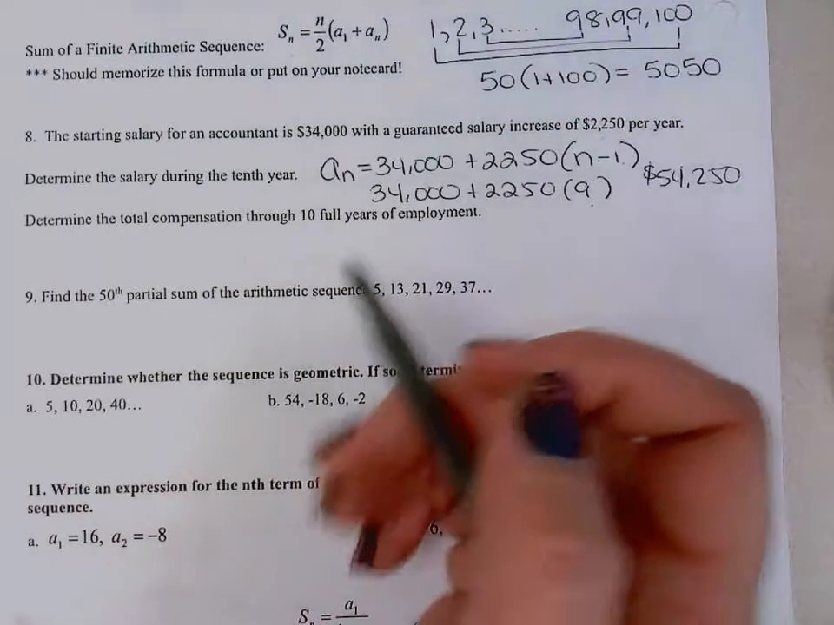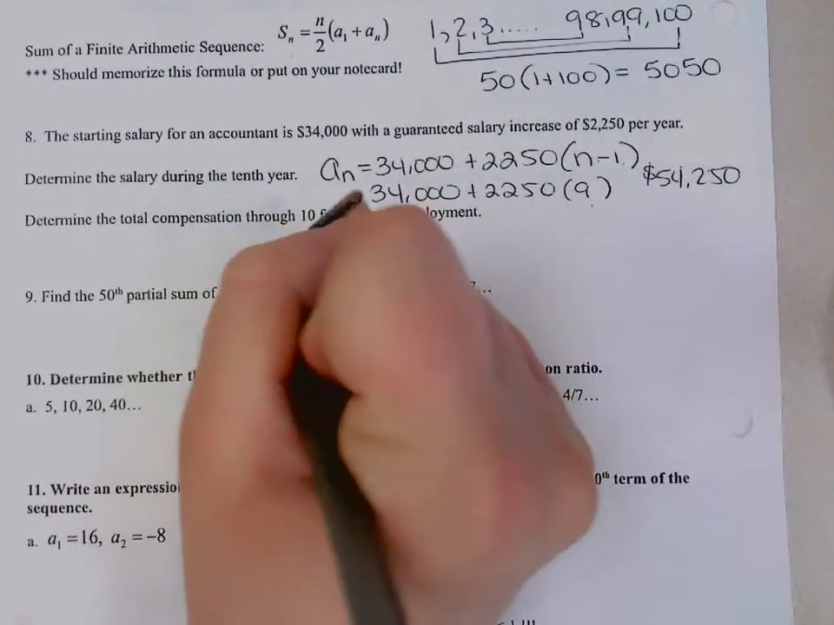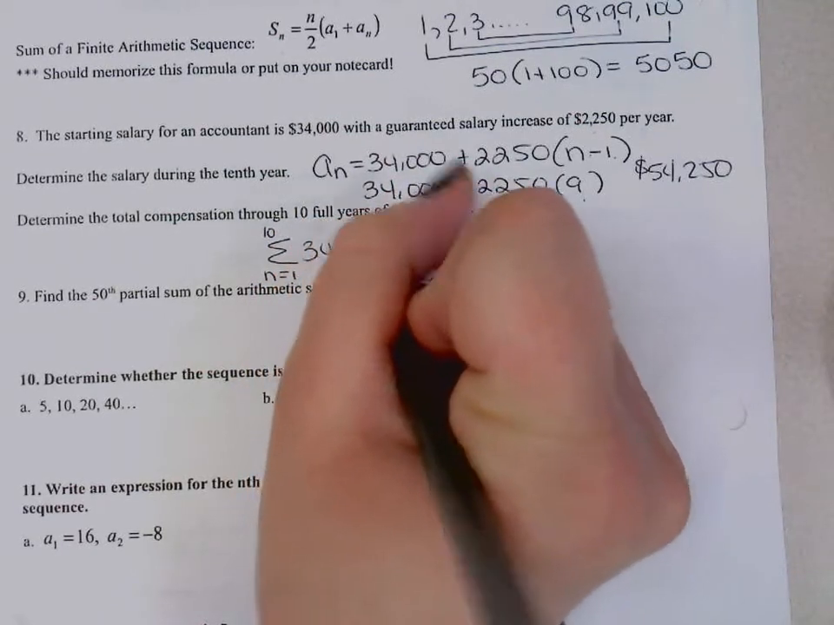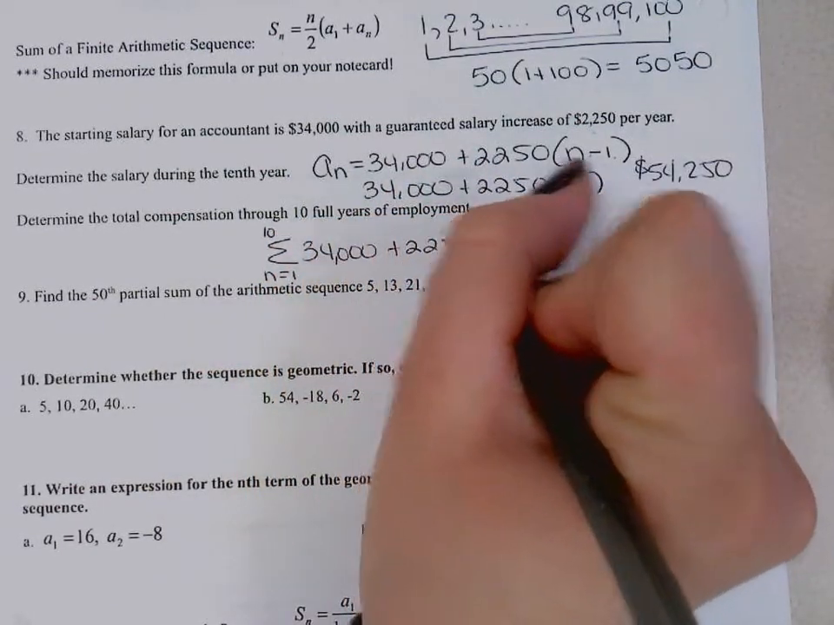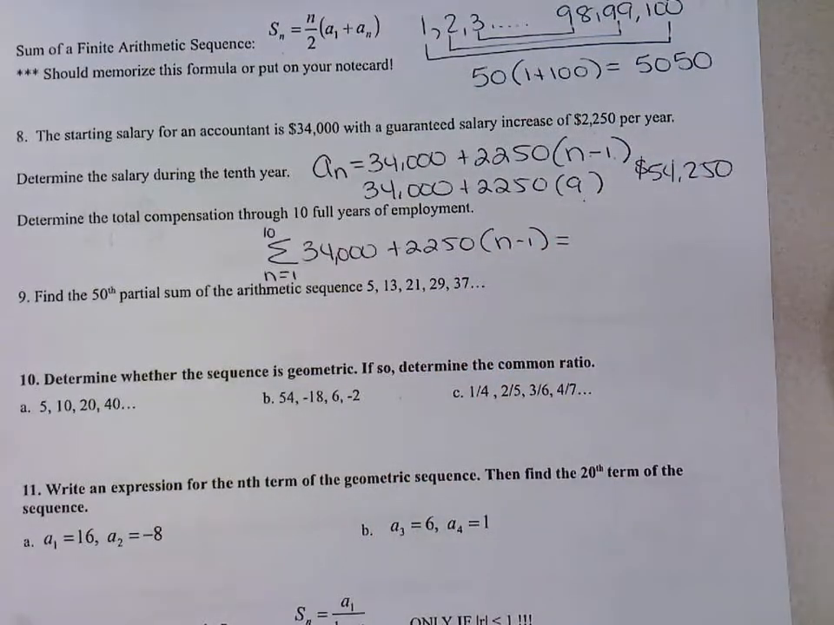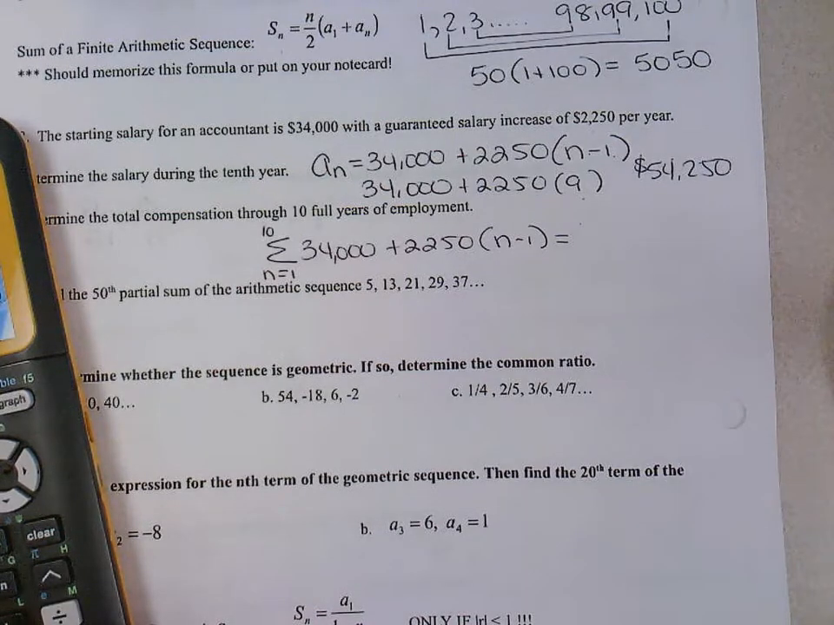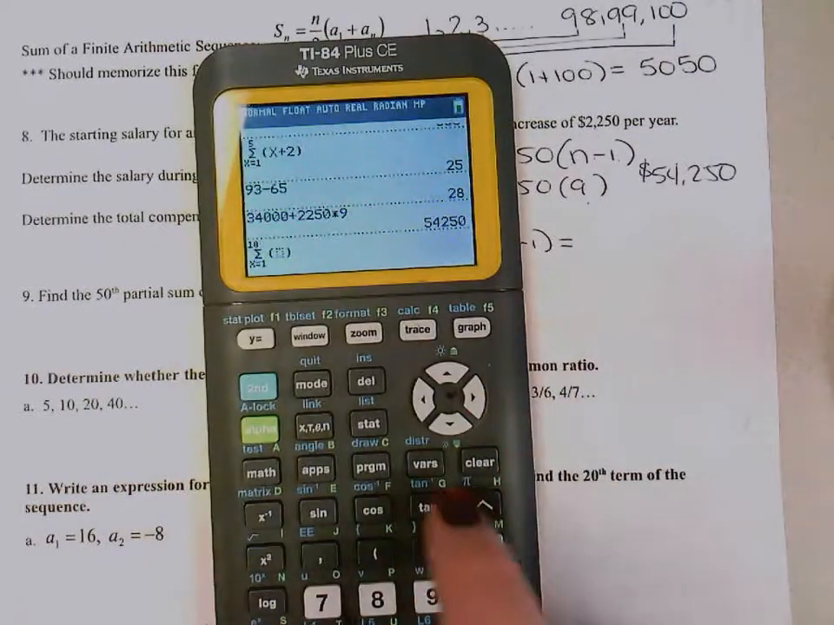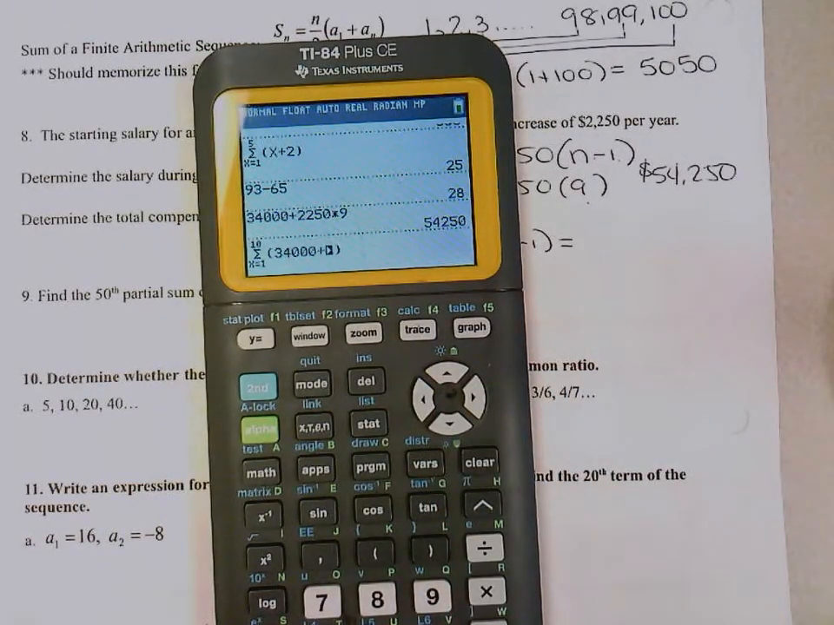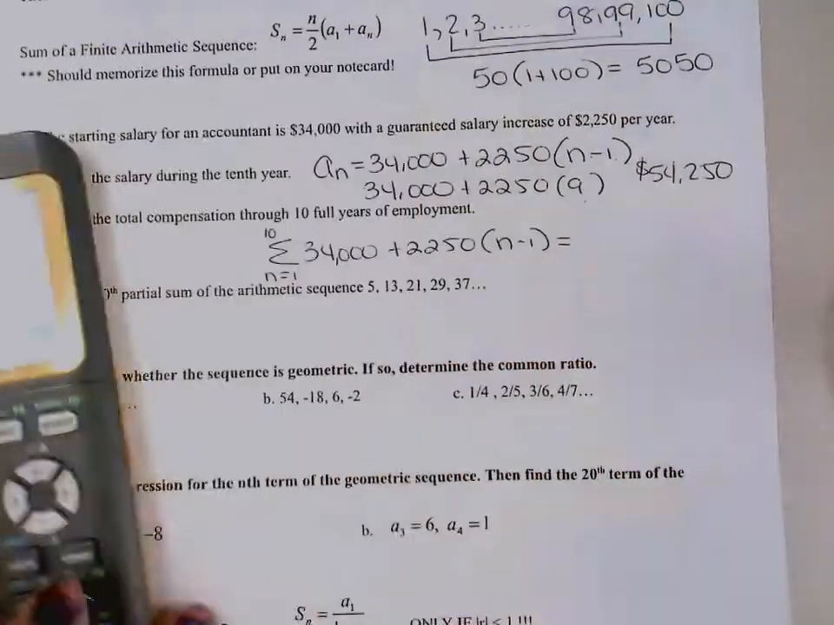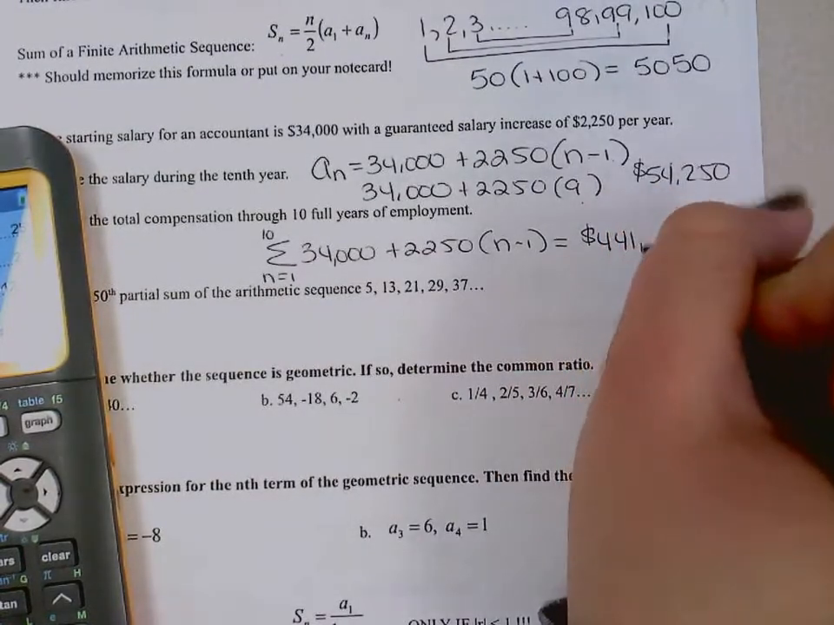And for their 10 full years of employment, we're doing the sum now of that same formula. So the sum, n goes from 1 to 10 years, of 34,000 plus 2,250 times (n minus 1). They're making $441,250 over the 10 years.